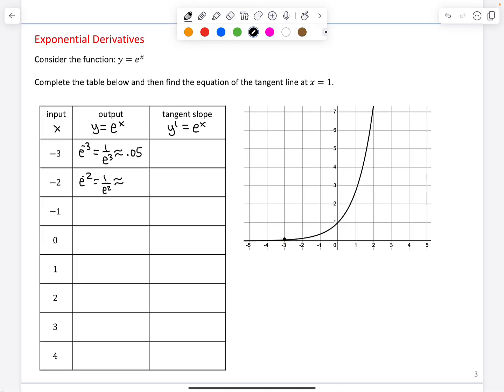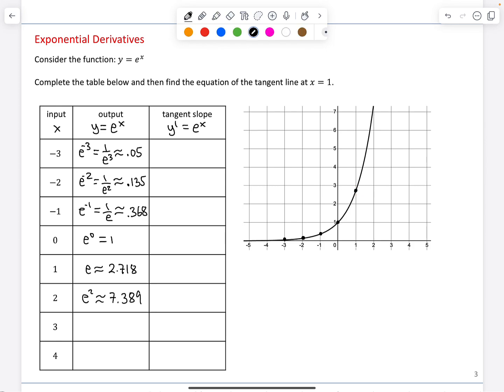E to the minus 2, which is 1 over e squared, it's about 0.135. So it's gone up, corresponding to this point in our graph, which is slightly higher than the one to the left of it. Then e to the minus 1, which is 1 over e, which is about 0.368, corresponding to this point. E to the 0 gives us our y-intercept, which is 0, 1. E to the 1 is just e, about 2.718, giving us this point.